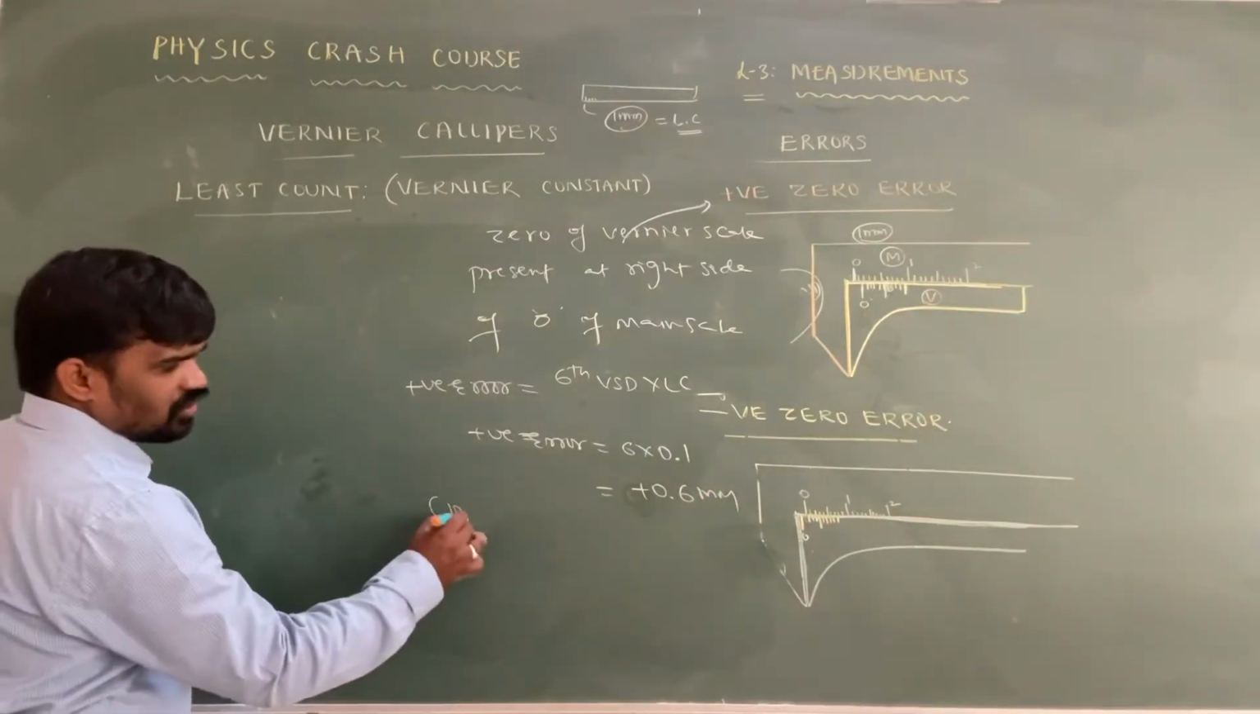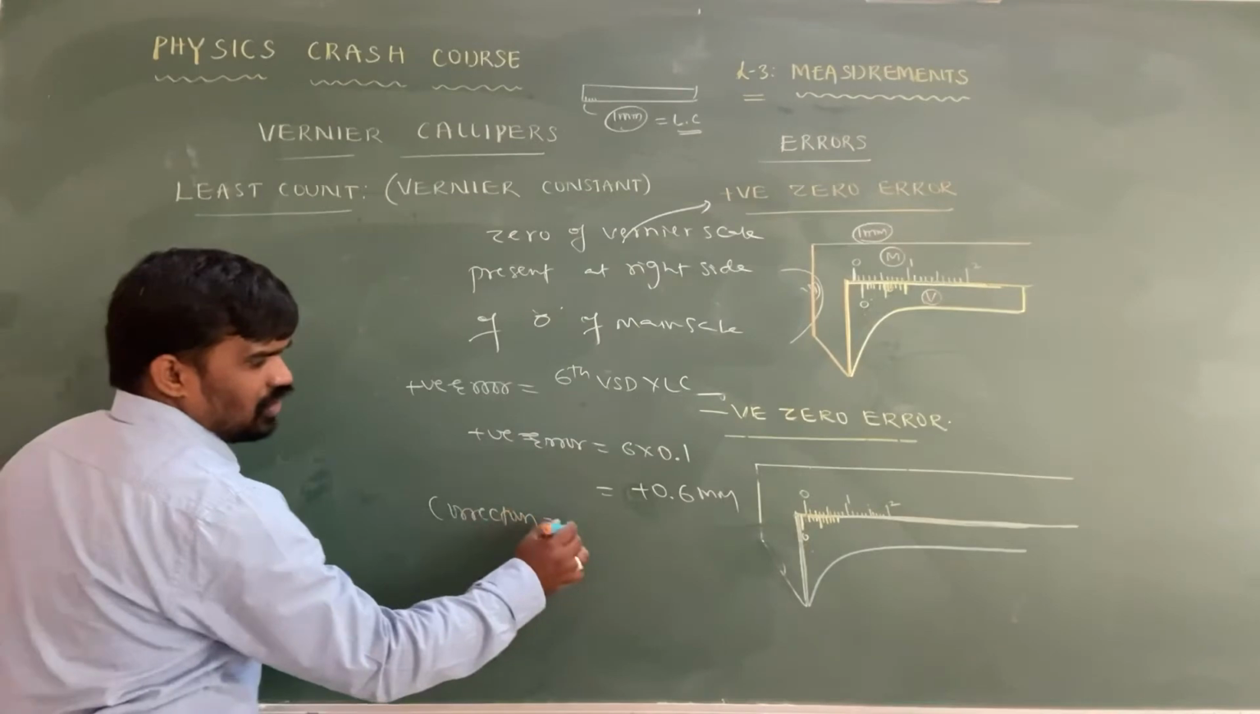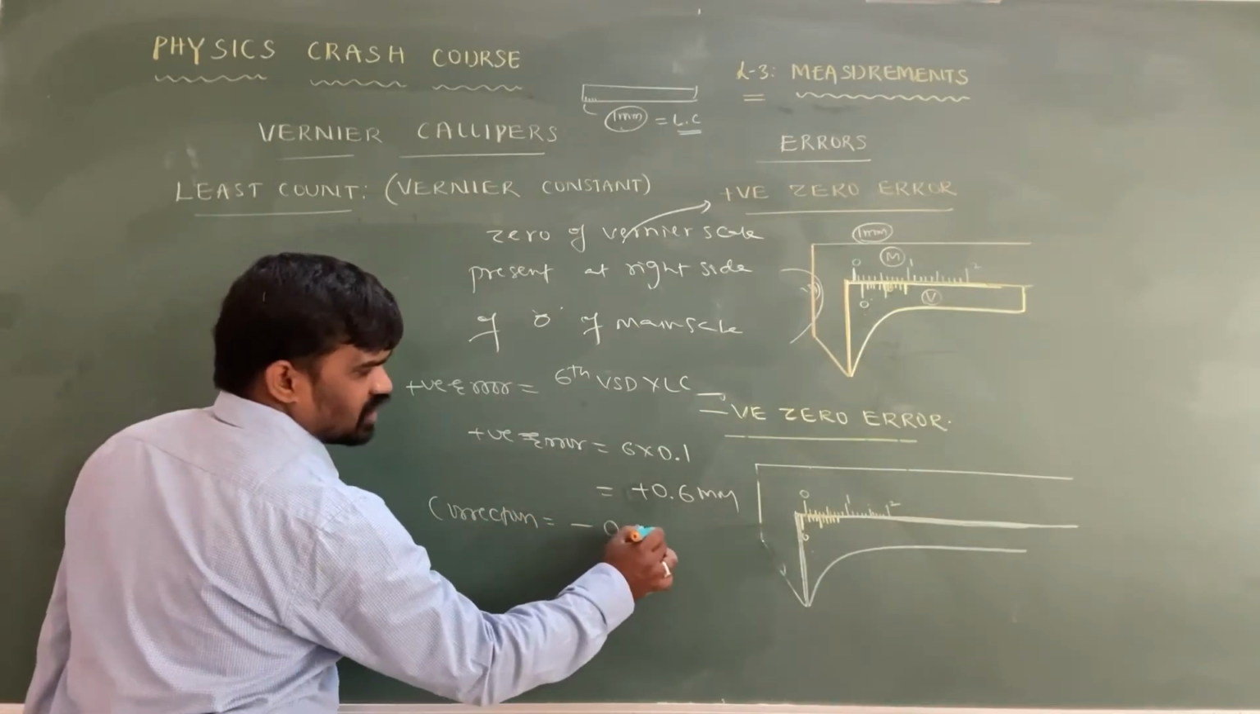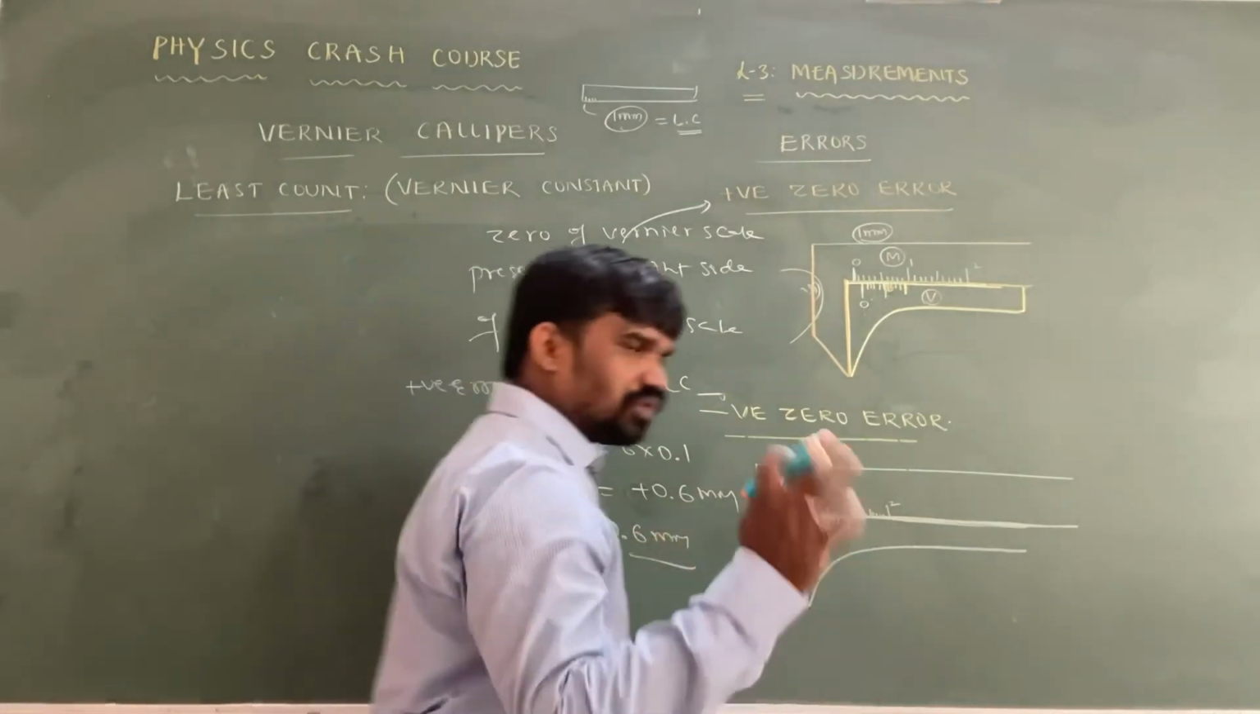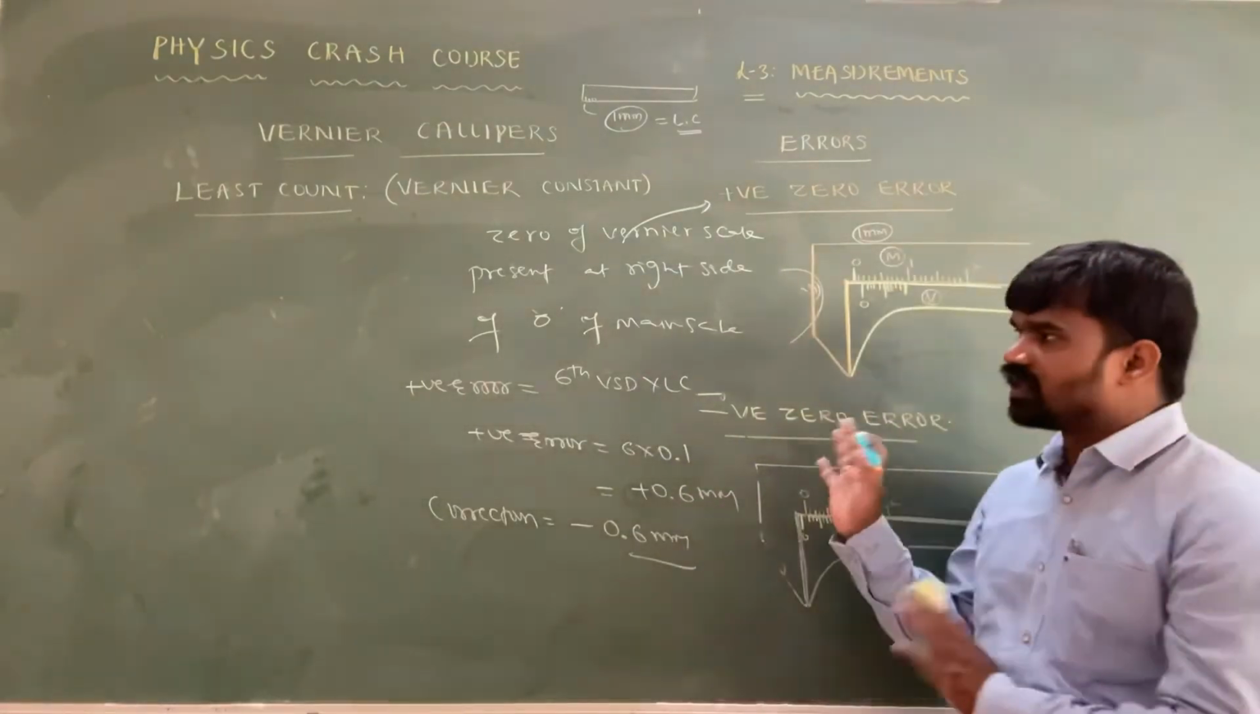So the correction we can write as negative, so minus 0.6 millimeter. For positive error, correction is negative. For negative error, correction is positive.